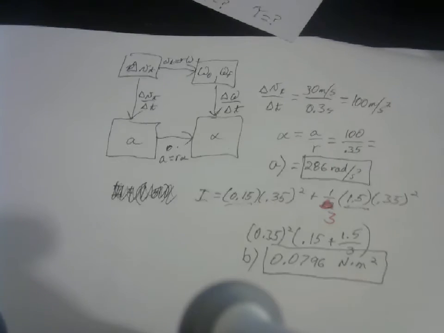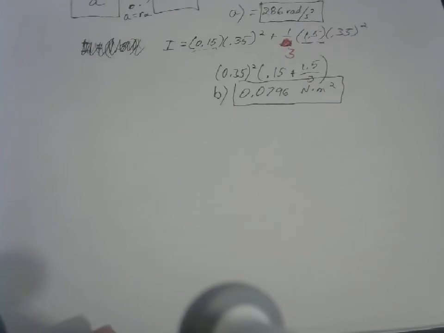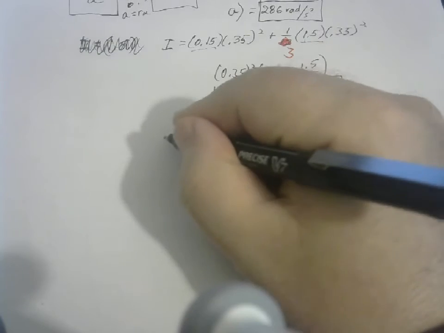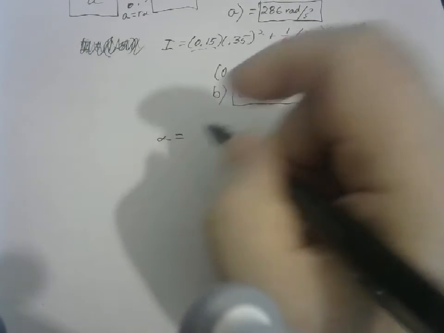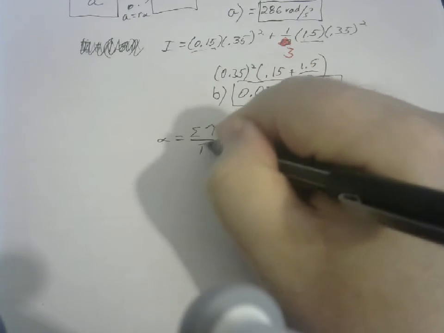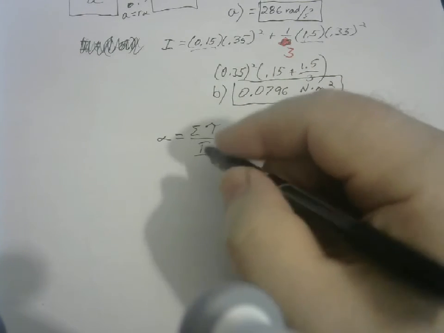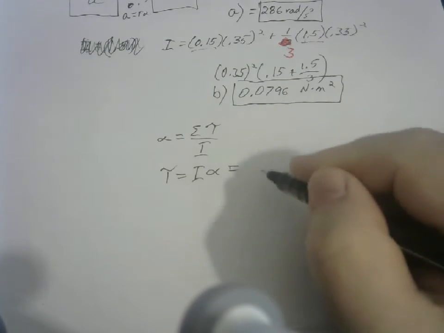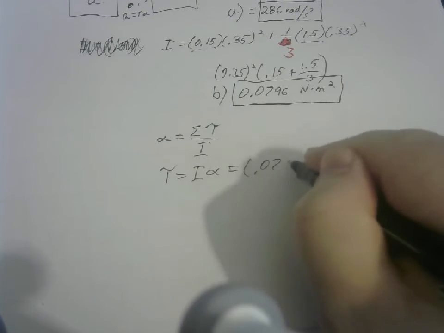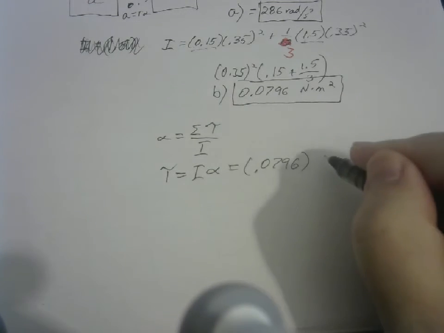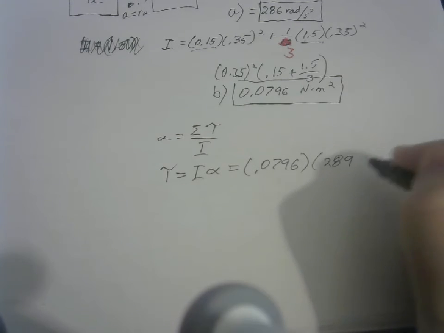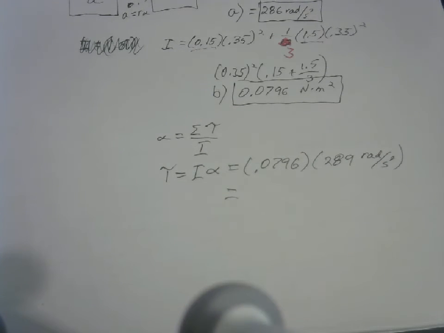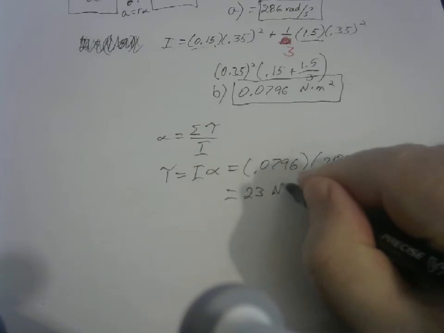So that was A and B, and the next part we want to find the torque. From alpha equals the sum of torques divided by I, the torque is I alpha, which will be the moment of inertia, 0.0796, times the angular acceleration, which is 289 radians per second squared, which came out to 23 Newton meters.